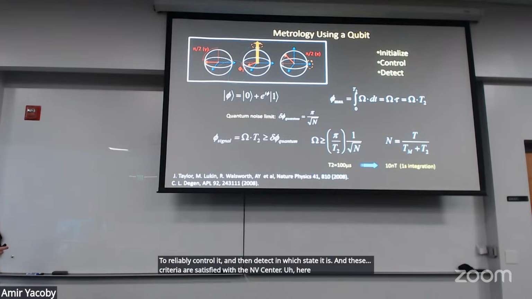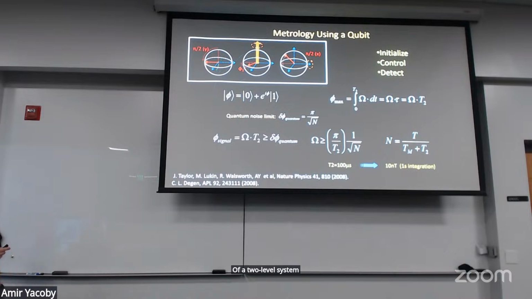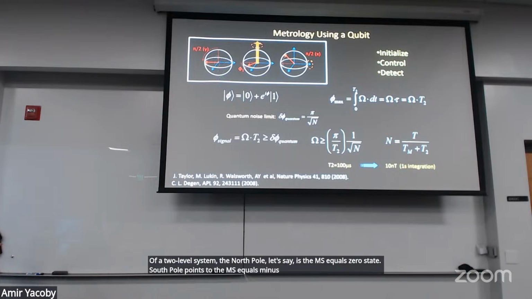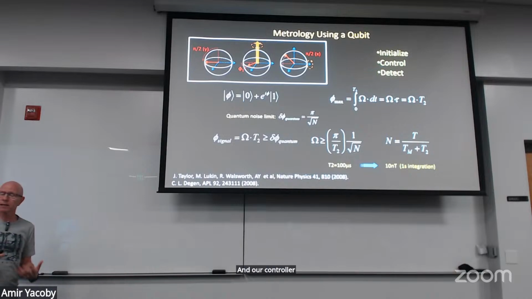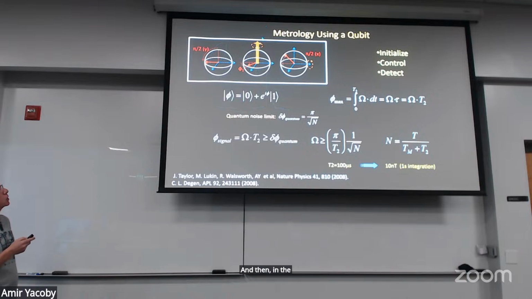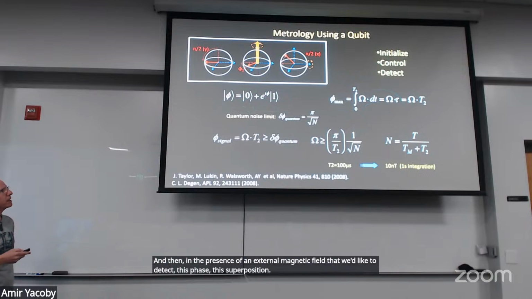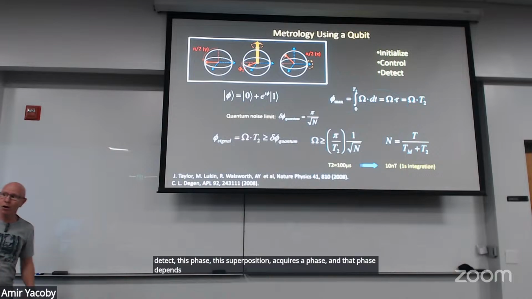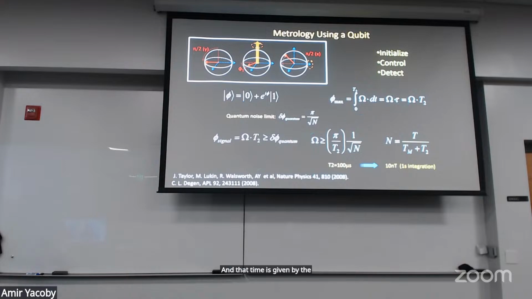Here I depict the Bloch sphere of the NV center as a two-level system. The north pole, let's say, is the ms equals 0 state. The south pole points to the ms equals minus 1 state. And our control is just RF pulses at a frequency given by the level separation, allowing us to prepare a superposition. And then, in the presence of an external magnetic field that we'd like to detect, this superposition acquires a phase, and that phase depends on how long we let the system evolve, and that time is given by the coherence time of the system, so the time it maintains its memory.